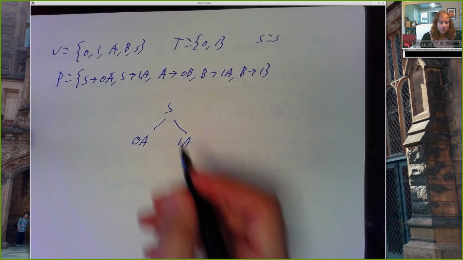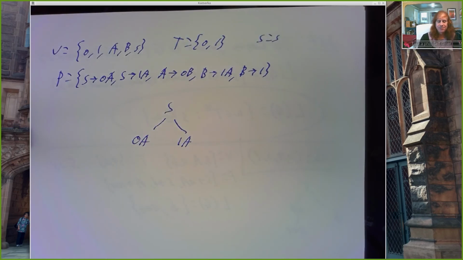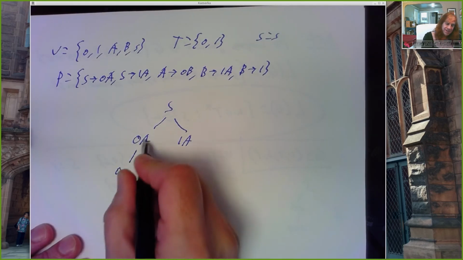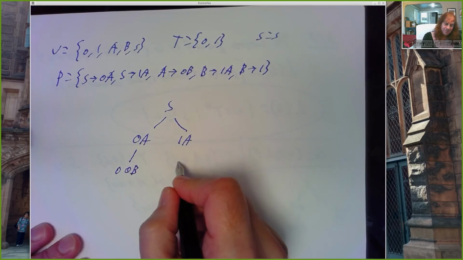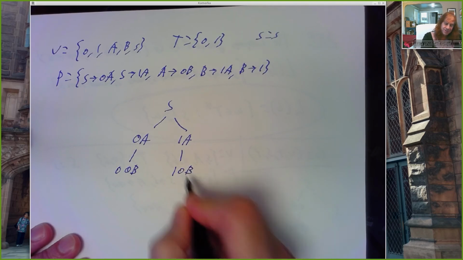And there's only one rule for translating an A. A becomes a 0 followed by a B. So if I've said that S changes into 0A, well, that A is going to be a 0 followed by a B. And here it's a 1 followed by an A, well, that A has got to be a 0 followed by a B.